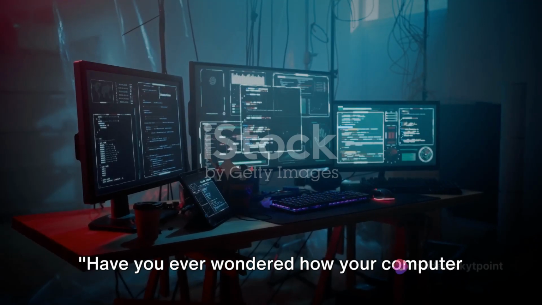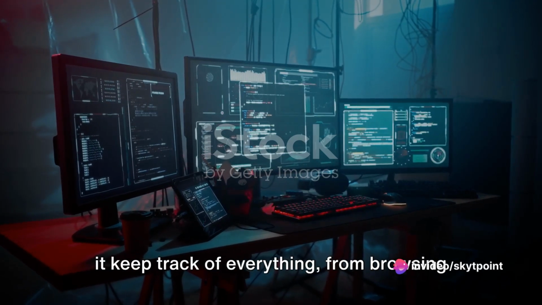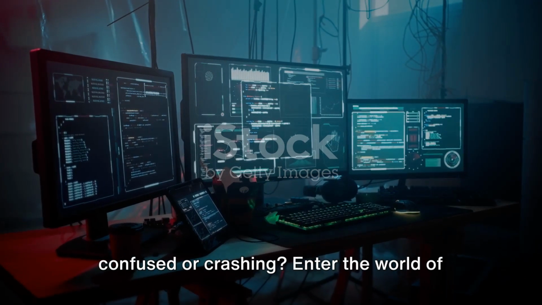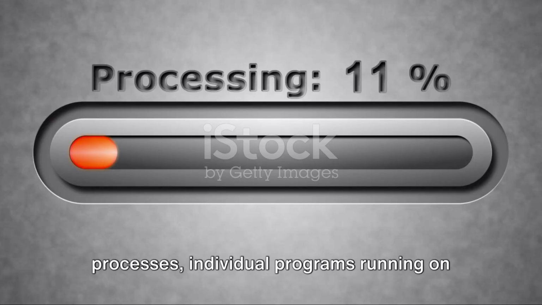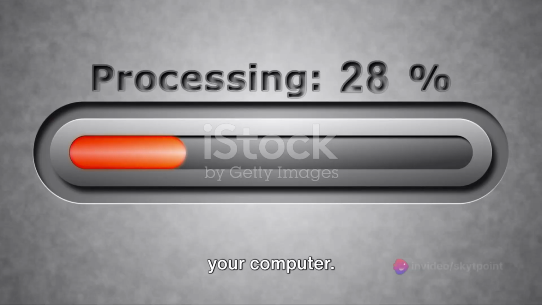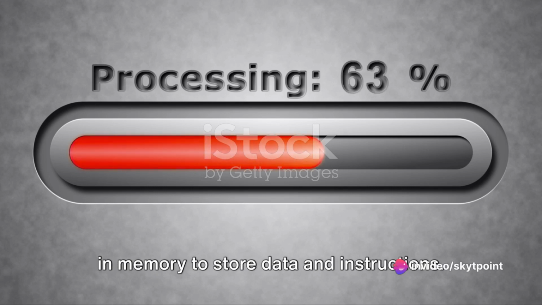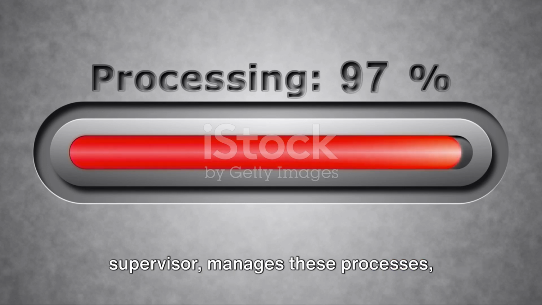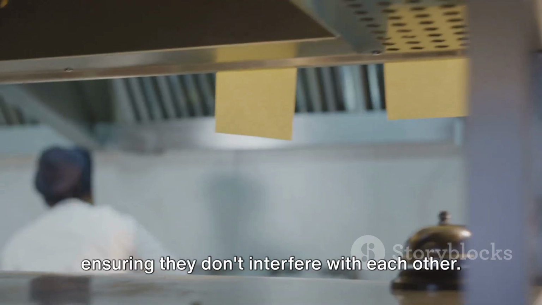Have you ever wondered how your computer manages multiple tasks at once? How does it keep track of everything from browsing the web to playing games without getting confused or crashing? Enter the world of processes, individual programs running on your computer. Each process has its own dedicated space in memory to store data and instructions. The operating system, like a vigilant supervisor, manages these processes, ensuring they don't interfere with each other.